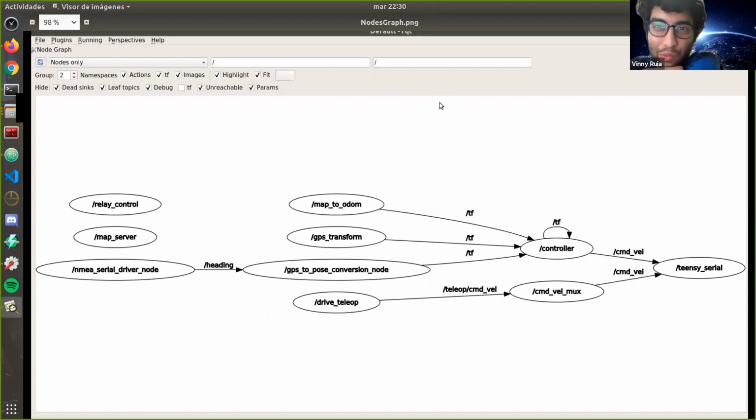So one question: is it intended that relay control is not connected to anything?